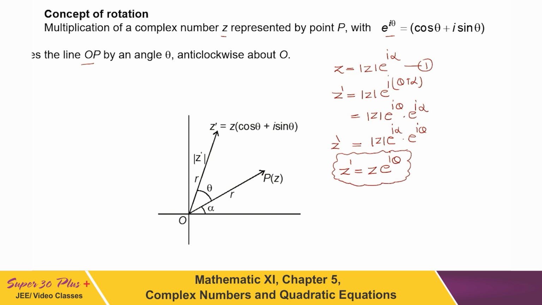If we rotate a complex number OP by an angle theta in the anticlockwise direction, then a complex number z dash is obtained, and that complex number z dash is equal to z into e to the power iota theta. This is the basic concept of rotation in complex numbers.